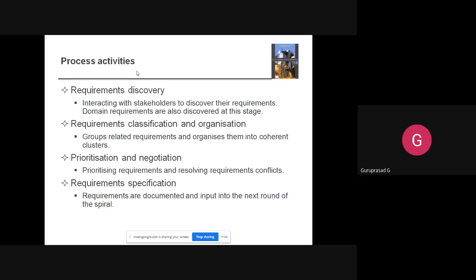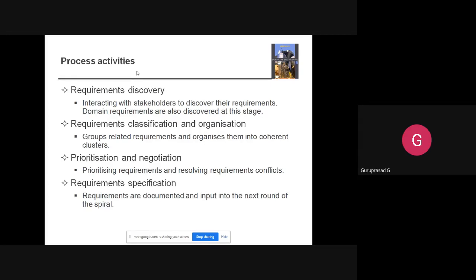It is a process of interacting with the stakeholders to discover the requirements. We'll take it in detail. The requirements classification, correct? See, once the requirements are gathered, we need to classify them. We need to group the related requirements and make them into coherent clusters.